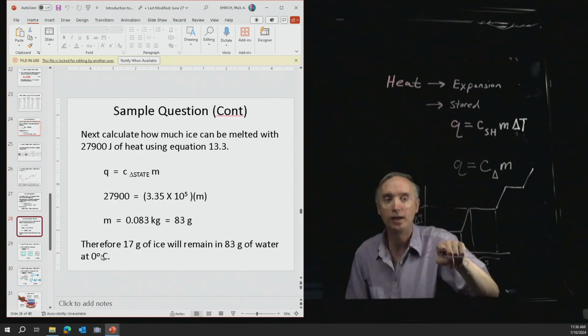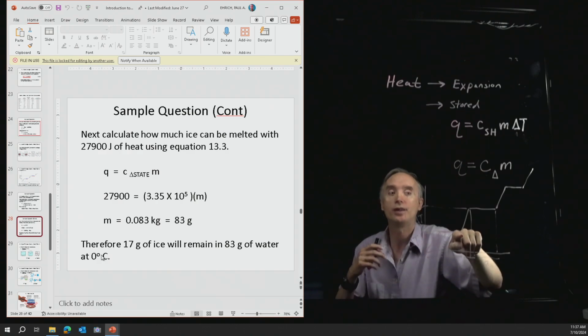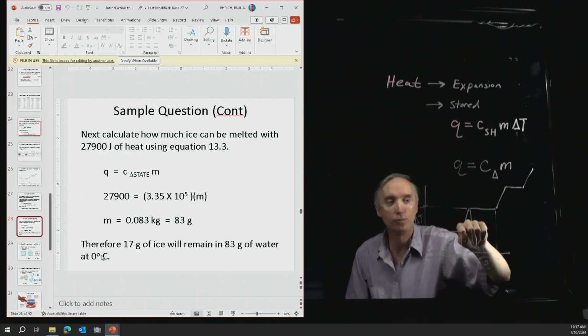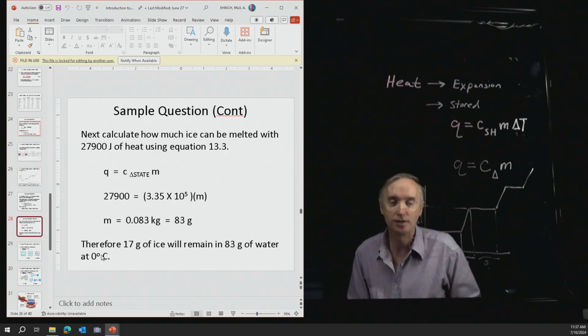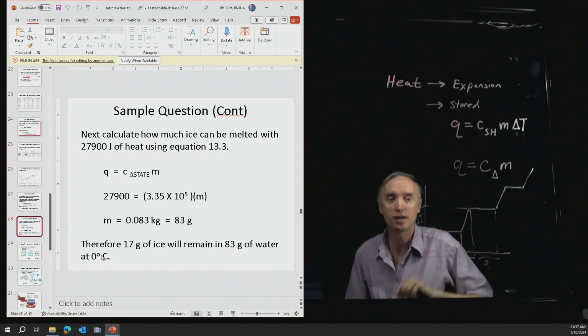Now if we had had more heat than that 27,900, it's possible that we could have completely melted the ice. And then if we had any heat left over after that, that would have started to cause the temperature to change, and we could have calculated that. So it's time consuming, but if you just take it one step at a time, you can analyze the change of a particular material.